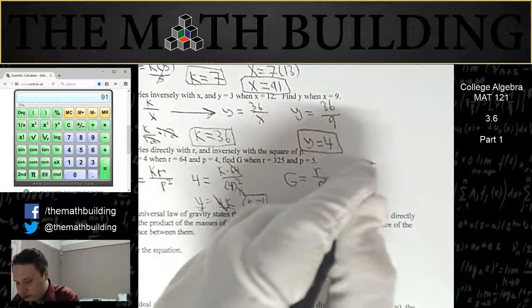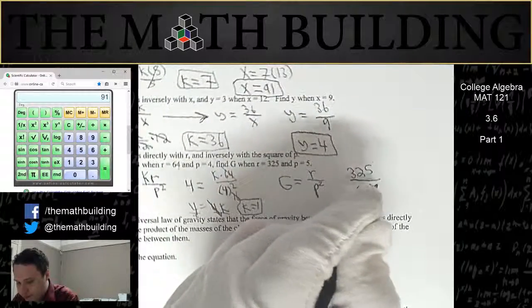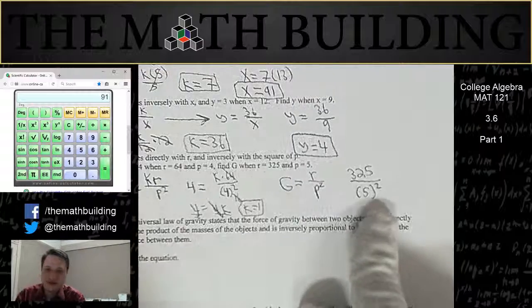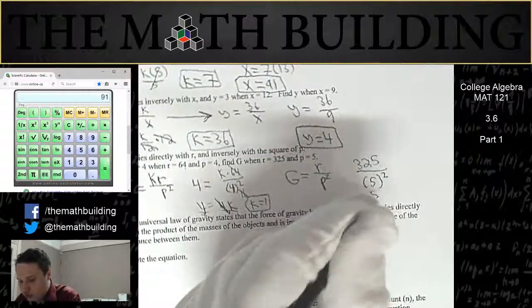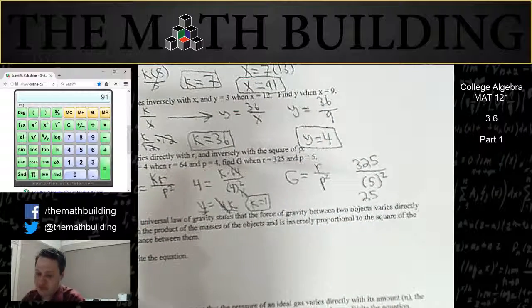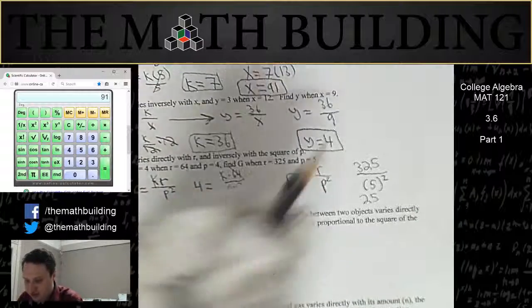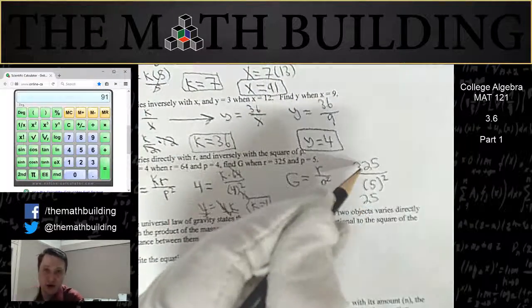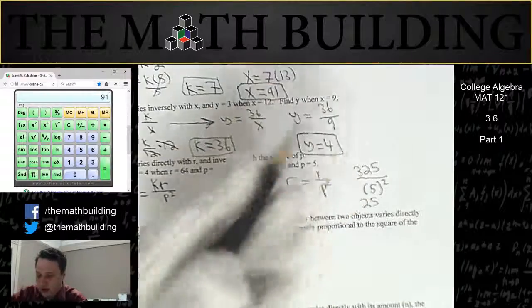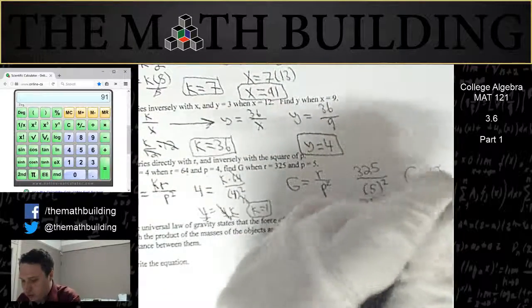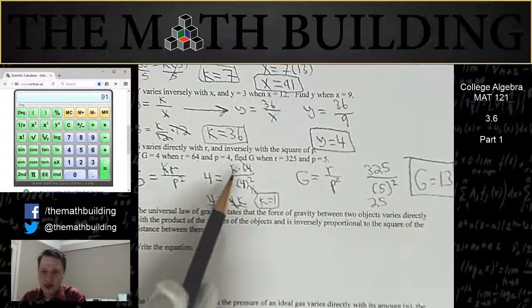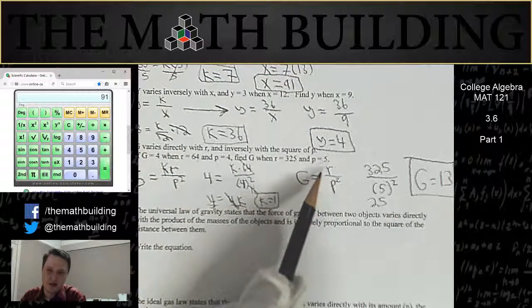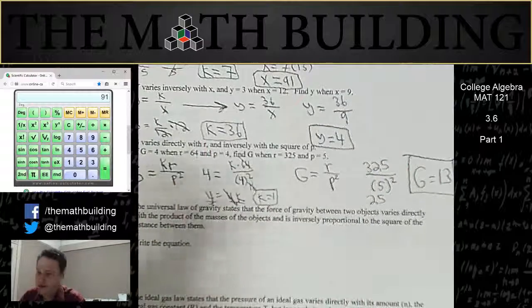So now find G when r is 325 and p is 5. We'll plug in those values. You should put parentheses around these, because if this was negative, then the negative would be squared. So 5 squared is 25, and 325 divided by 25 is 13. 25 goes into 104 times, so it's 4, 8, 12, and then 1 more. So the answer is G equals 13. Now it's a little easier because k equals 1, but if k was a number, there would just be a number right here, and you'd have one more number to calculate.